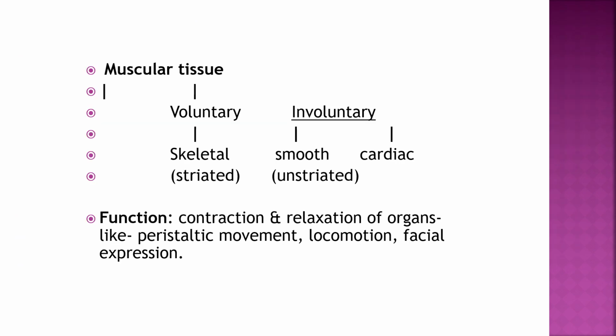Fourth is muscular tissue. It is of 3 types. Skeletal muscles connect to the bones, so they are called skeletal muscles. The function is movement of the body. Then smooth muscles are present inside the organs, for movement of the organs, and cardiac muscles are present in the heart, for movement of the heart like systole and diastole. Systole is contraction of the heart and diastole is relaxation of the heart.